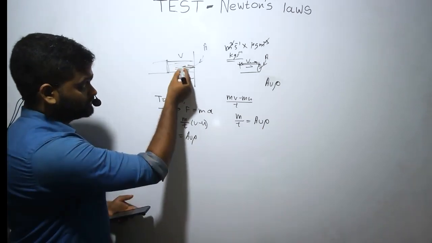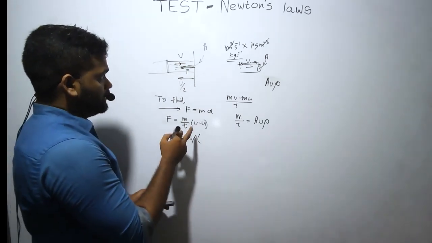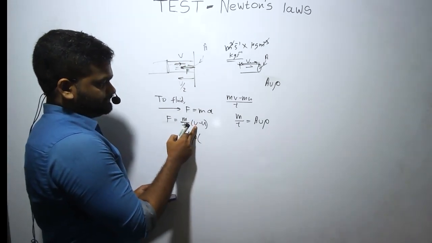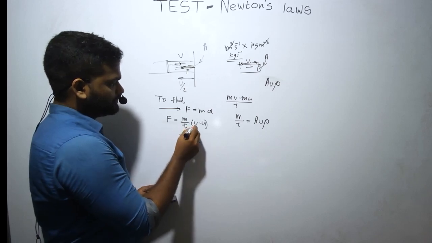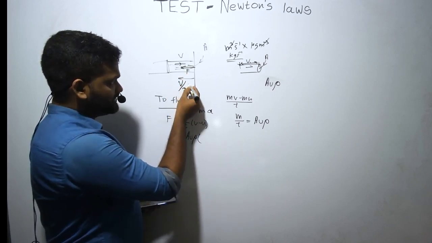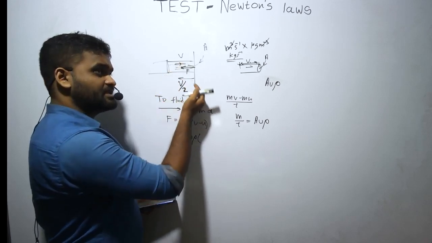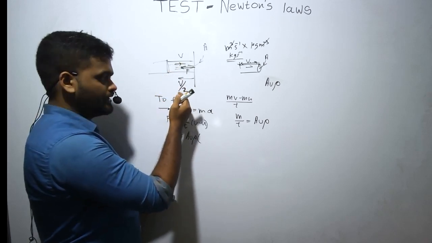Velocity is V, right? Then final velocity. Final velocity means after it hits the wall. So it is V over 2, right? Not V. It is V over 2. Final means after it hits the wall.